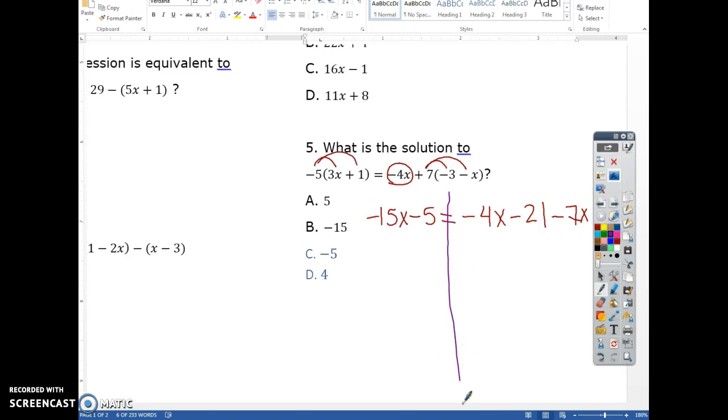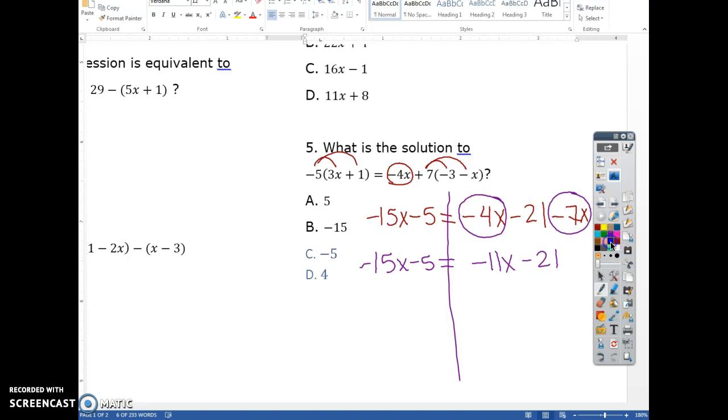Combine like terms. Is there something I can combine? The x's on the left side? There you go. So on the right side, it's negative 4 minus 7. So what does that give you? Negative 11x. Everything else comes down. Minus 21 equals negative 15x minus 5.